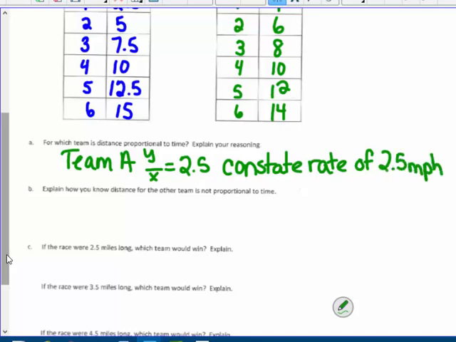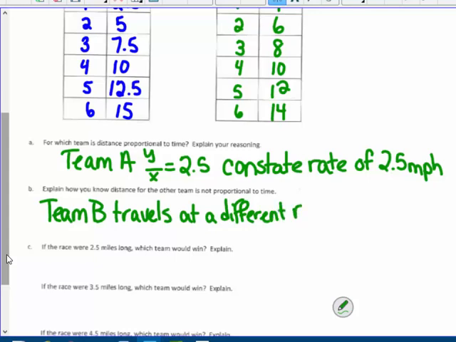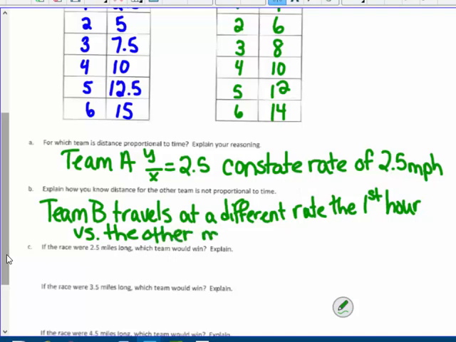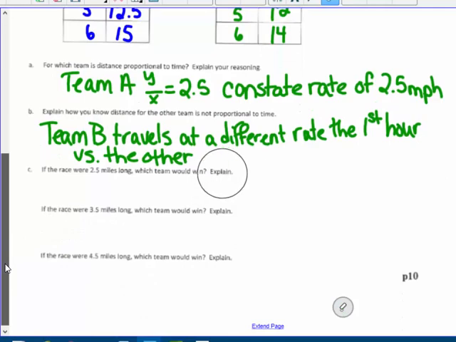Explain how you know distance for the other team is not proportional. Well, team B does not do the exact same distance each hour because it travels at a different rate the first hour. It goes 4 miles in that hour, and all the other hours are then 2 miles per hour. So, team B travels at a different rate the first hour, 4 miles per hour, versus the other hours, because then it's going 2 miles per hour.